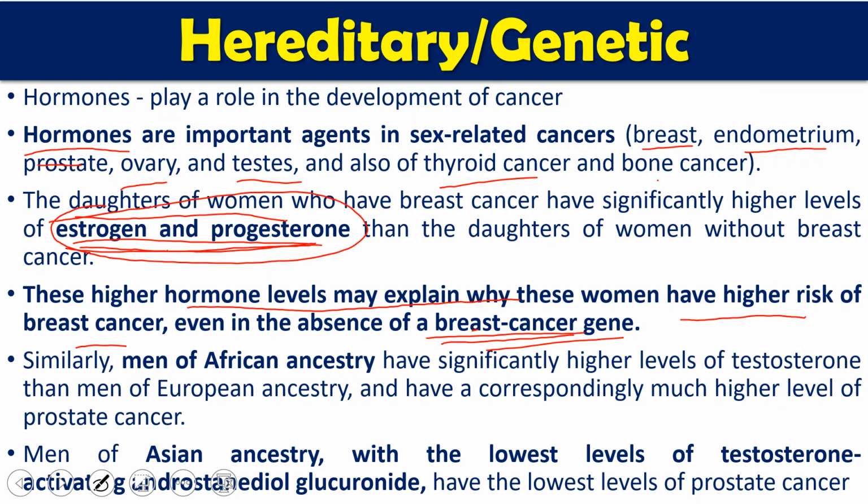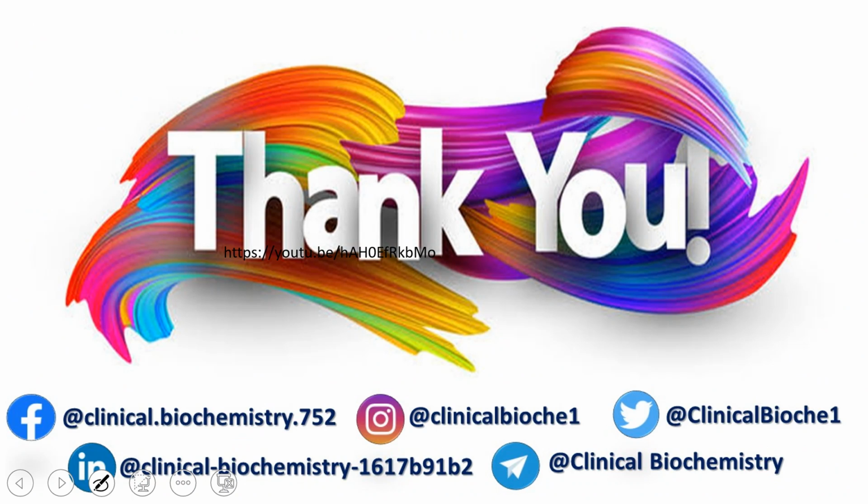Similarly, men of African ancestry have a higher level of testosterone than men of European ancestry. Now, men of Asian ancestry with a low level of testosterone activity and androstanediol glucuronide have the lowest level of prostate cancer. Here it is inversely proportional: high level of testosterone, low prostate cancer; low level of testosterone, high prostate cancer. So here testosterone is inversely proportional. In case of estrogen and progesterone, it is directly proportional for breast cancers. So these are different types of oncogenic etiological factors which ultimately lead to cancers.